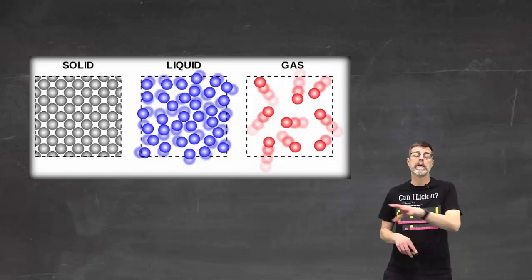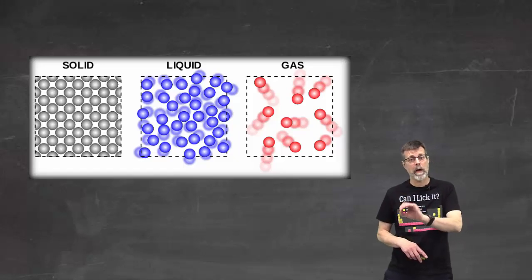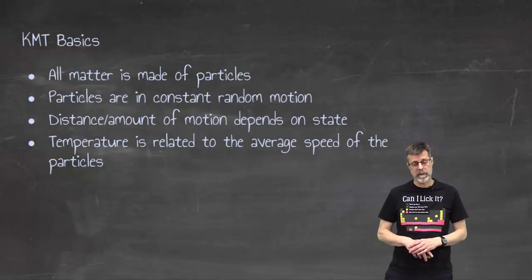Now I really want to point this out. If I have a solid, liquid, and gas all at 70 degrees Celsius, they might all be moving very quickly, but gases are the only ones that we're going to notice moving around because of the amount of space that they have available to them.